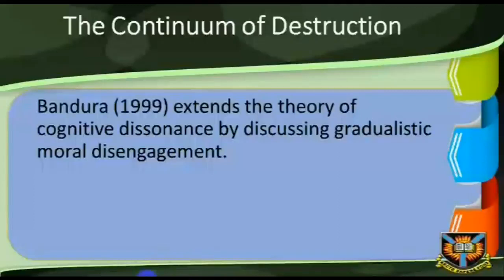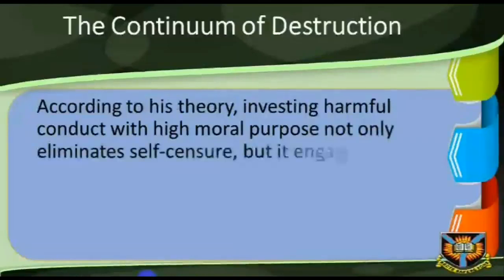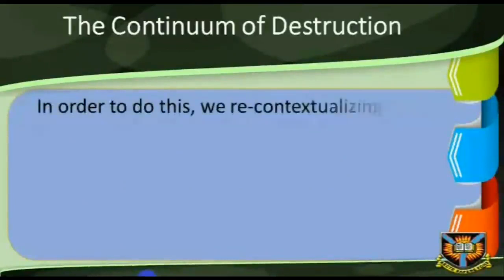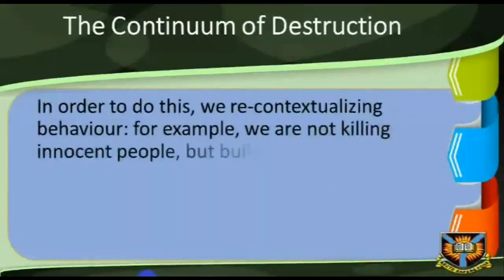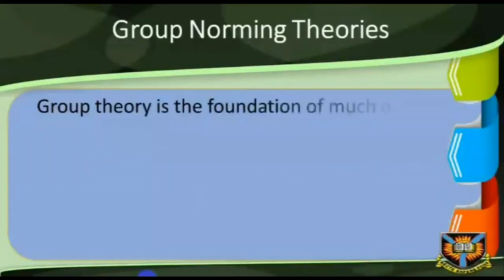Bandura, 1999, extends the theory of cognitive dissonance by discussing gradualistic moral disengagement. According to his theory, investing harmful conduct with high moral purpose not only eliminates self-censure, but it engages self-approval in the service of the destructive exploits. In order to do this, we recontextualize behavior. For example, we are not killing innocent people, but building a better world for my family.